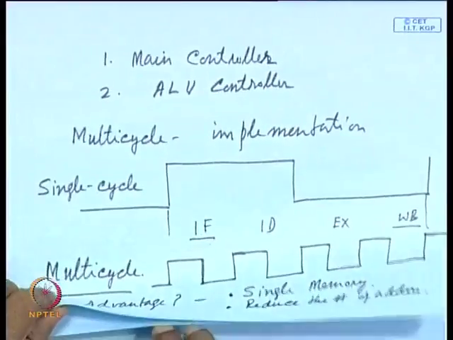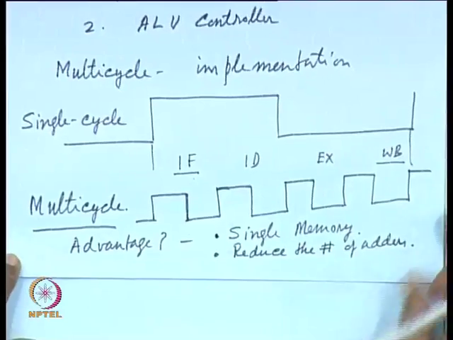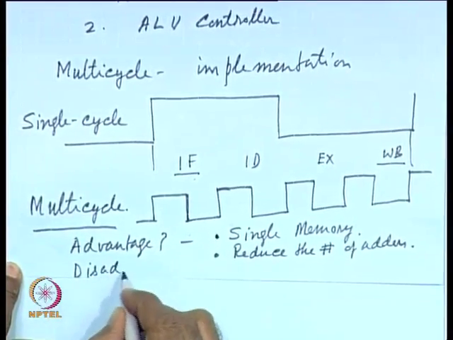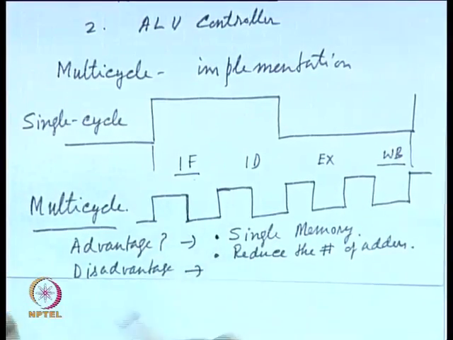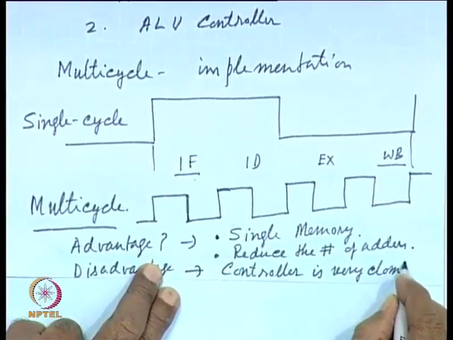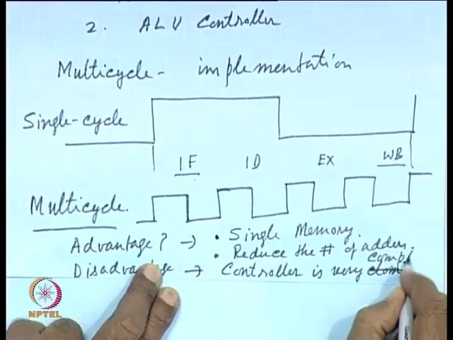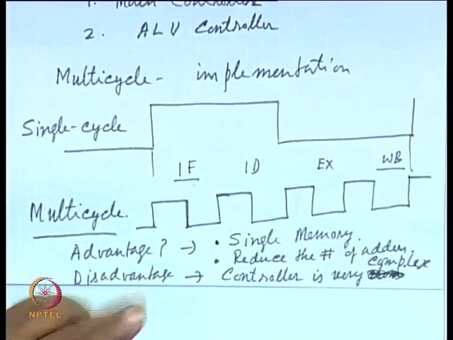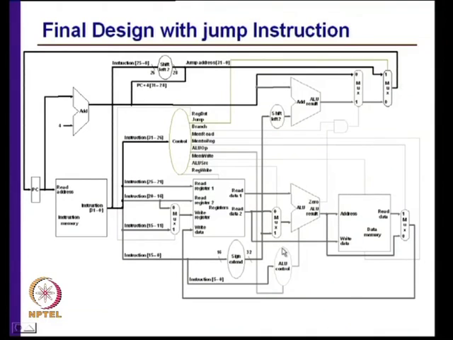The question is, what is the disadvantage? In this world, nothing is one-sided. It has definitely got some advantage. What is the disadvantage? Is there any disadvantage whenever you go from single cycle to multi-cycle? The disadvantage is that the controller is very complex. Not only is the controller complex, you have to address some additional functional units like multiplexers and other things. So, your design of the data path and the controller will be very complex whenever you go for multi-cycle implementation. So, with this, let me conclude this lecture.